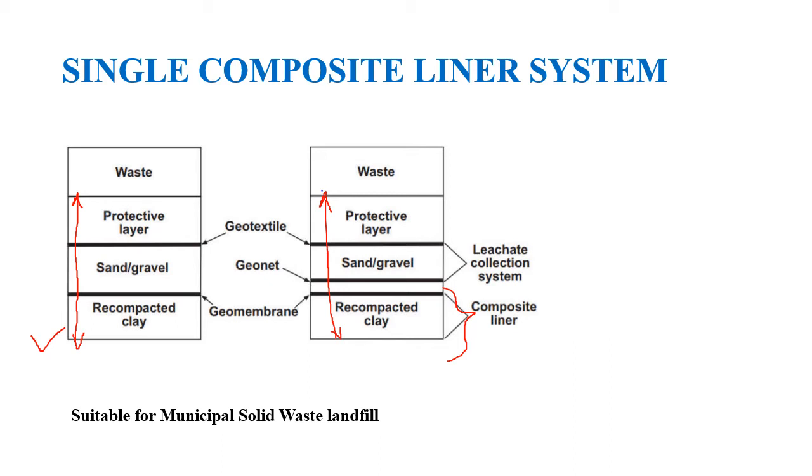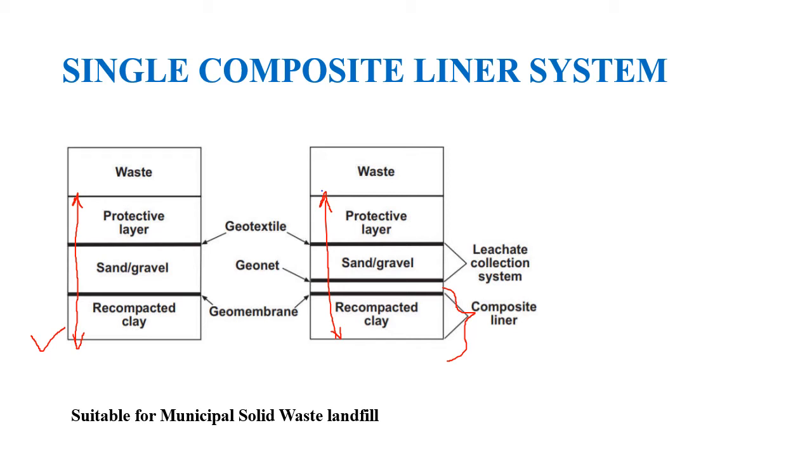in composite liner systems, you will have two barrier materials at the bottom of the liner system. So when you draw one of these sections, you can show it like: waste, below that the protective layer, below that the sand or gravel layer, and below that the geomembrane plus the recompacted clay. Because it's a composite liner system, it is using two barrier materials.